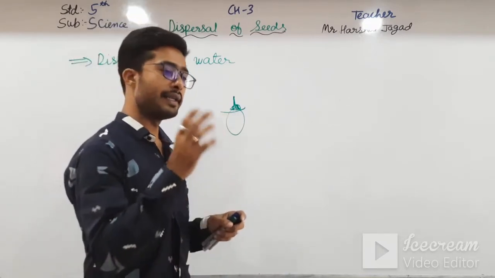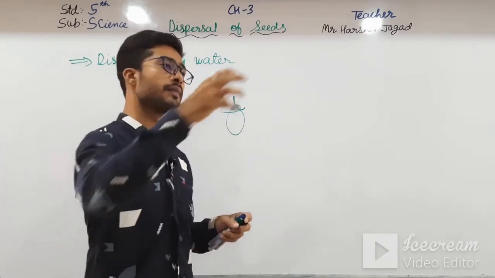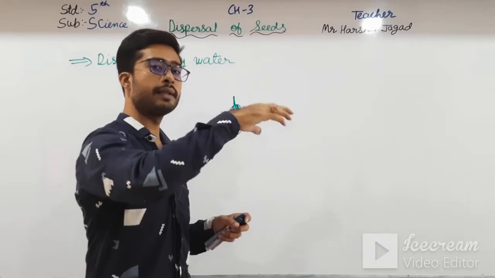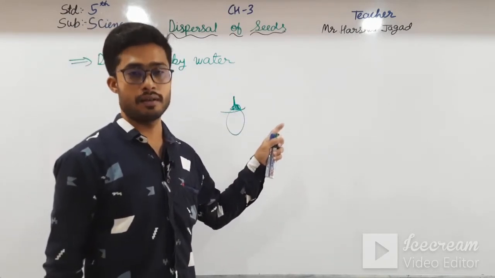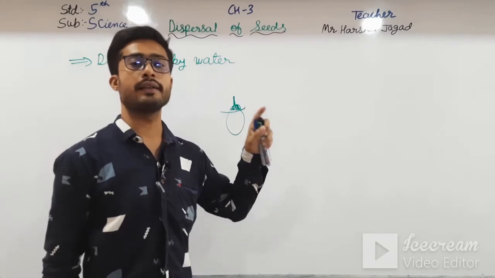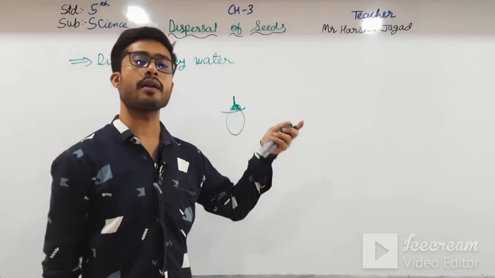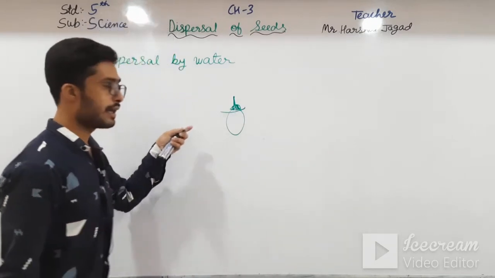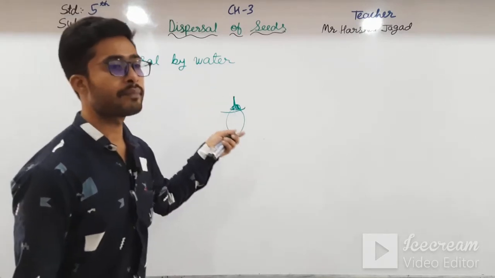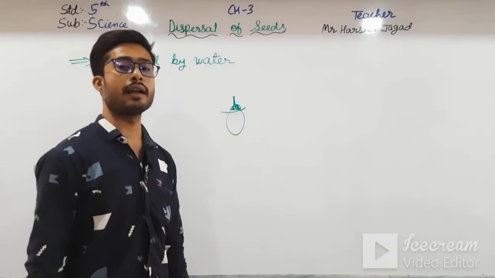How? The coconut trees are mainly at the sea coast. So this fruit will fall down in the water and travel thousands of kilometers before growing into a new plant. It will go to another island or anywhere else where there is land. Okay students, then it will grow there. Before growing, it will travel thousands of kilometers.